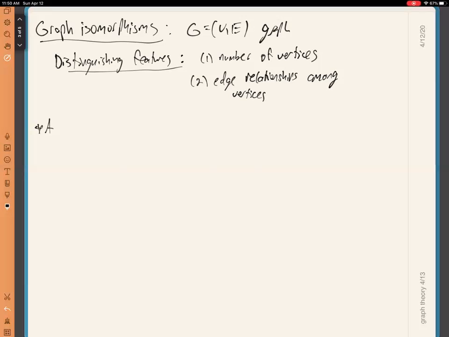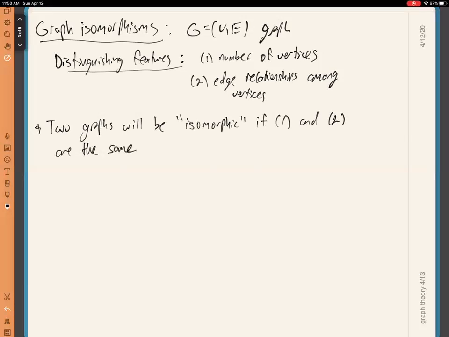Well, maybe let me say it this way. I'll put it in quotes for now before we define it more rigorously, but two graphs will be isomorphic if these two features are the same, right? So if 1 and 2 are the same, meaning they have the same number of vertices, and also all the edge relationships between the vertices are the same.